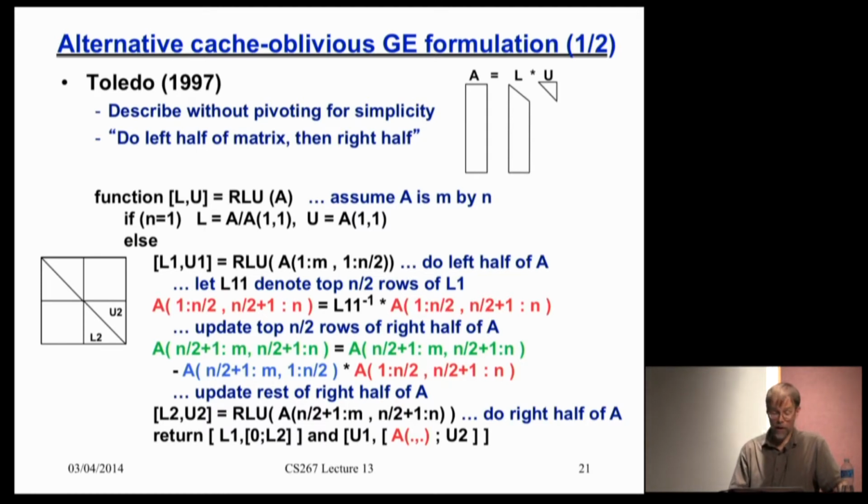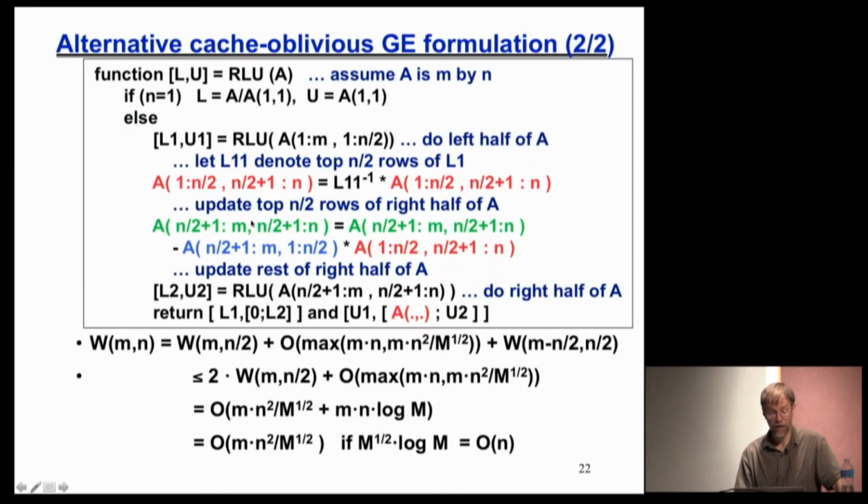And so let me just write the code again at the top of the next page and convince you with 4 lines that it's optimal. So what I need to do is write down a recurrence for the number of words moved, W is the number of words, to do Gaussian elimination on an m by n matrix. And so let me just go line by line. What am I going to do?